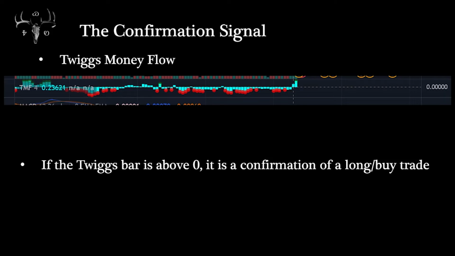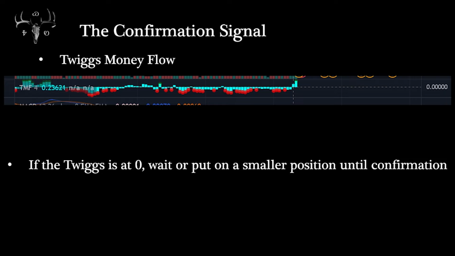So to reiterate, if the Twigs bar is above 0, it is a confirmation of a long or buy trade. If it's below 0, it's a confirmation of a short or sell trade. And if it's at 0, which happens sometimes, sometimes I wait to put on a position. Sometimes I put on a smaller position and then add to it as the confirmation signal plays out. Just kind of depends on the mood and the psychology for me that day.